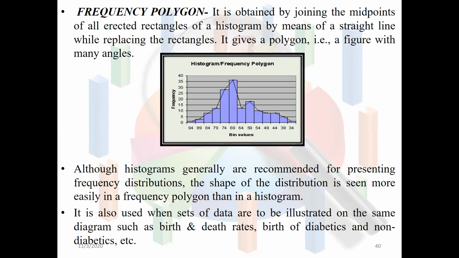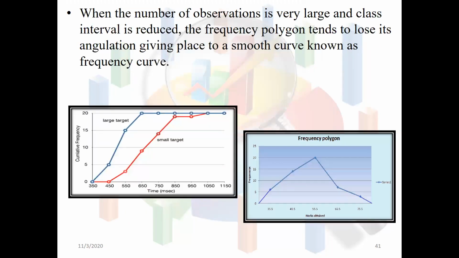It is also used when sets of data are to be illustrated on the same diagram, such as birth and death rates, birth of diabetic and non-diabetic, etc. When the number of observations is very large and the class interval is reduced, the frequency polygon tends to lose its angulation, giving place to a smooth curve known as a frequency curve.